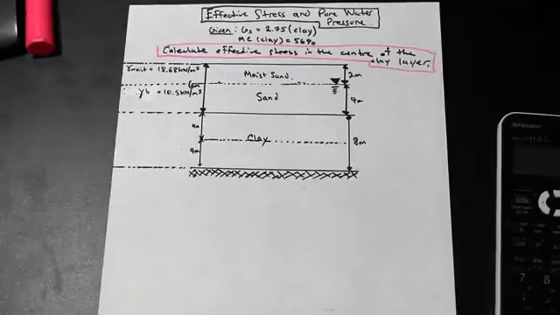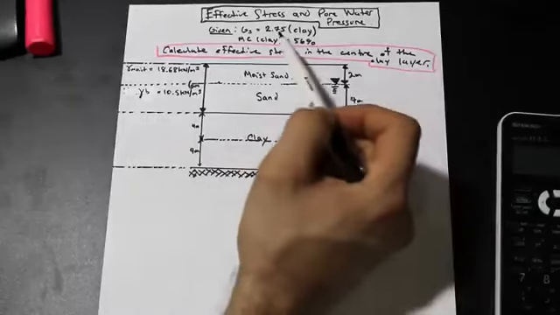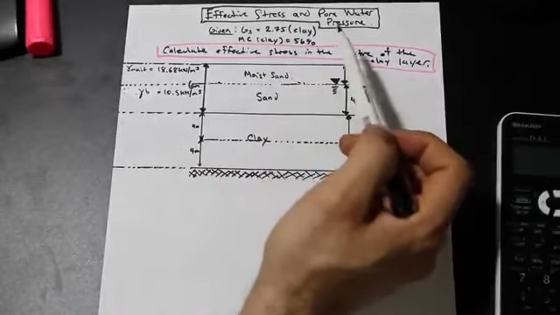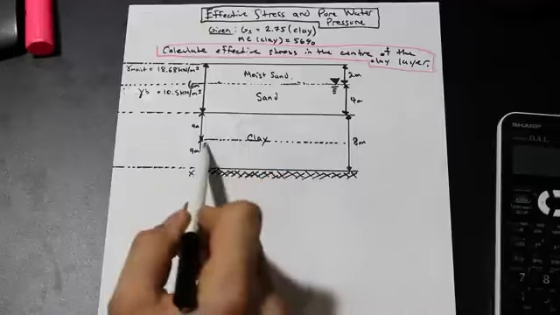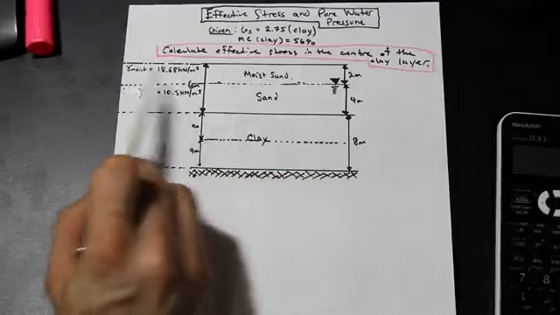So we're given a couple things. We're given the specific gravity of clay, and we're given the moisture content of clay, and we're asked to calculate the effective stress in the center of the clay layer. So this dotted line here. Okay, we're given some other stuff here.